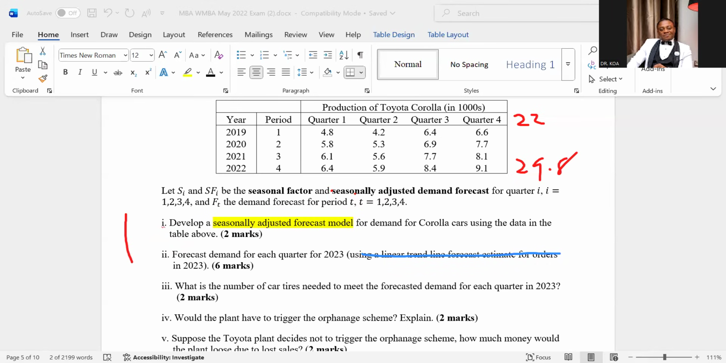That's the point. But we can't get it unless we use a linear trend line to forecast for 2023. Wow. How do you do that? Well, to do that, you need to create a regression. That regression requires your X value and then your Y value. Your X is time. Your Y in this case is demand or production here.